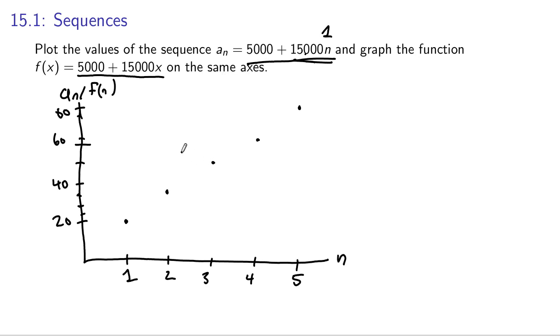Now if we plot f of x on the same axis, then we have a y-intercept of 5,000. Okay, let's use blue. And then from here, we'll go up in a line with a slope of 15,000 rise over run, which will be continuous. So we would draw a straight line, and you can see my dots aren't perfectly straight, but it would look something like this.